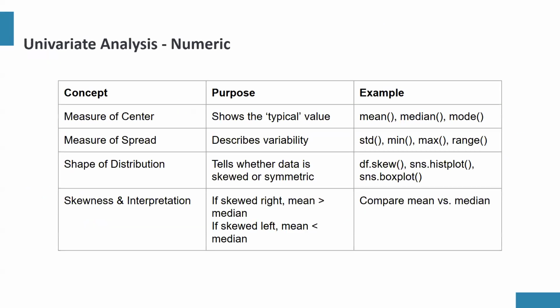Okay, univariate analysis. This is where we're looking at one variable, and there are differences depending on whether that variable is numeric or categorical. If it's numeric, we want to look at the measure of center. What is a typical value? Mean is the average, median is the middle, mode is the one that occurred the most. We also have measures of spread. Min is the lowest, max is the highest, range is the difference between the min and the max. Standard deviation is, on average, how far away our data points are from the mean.